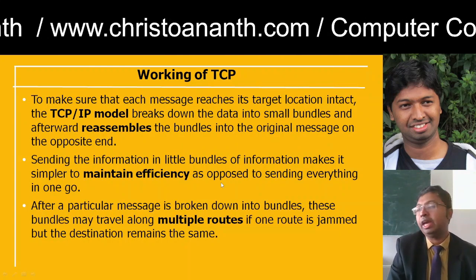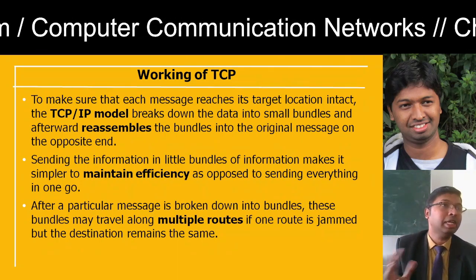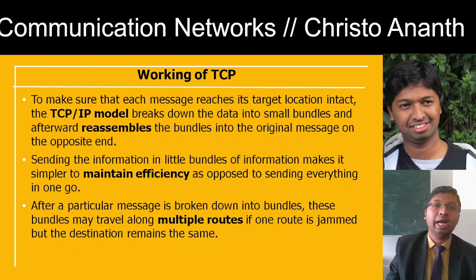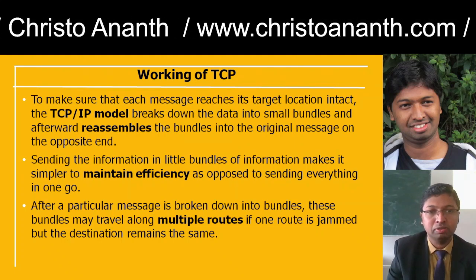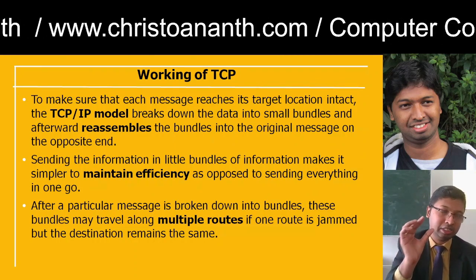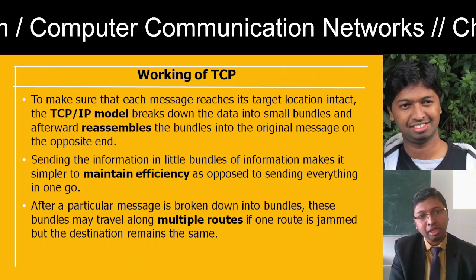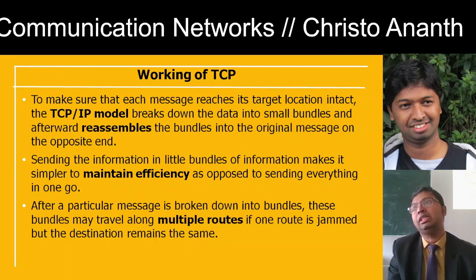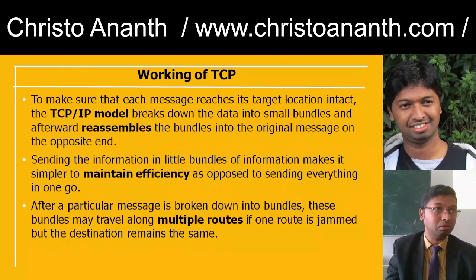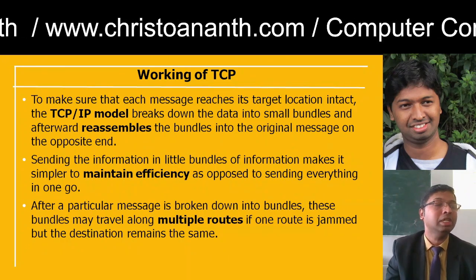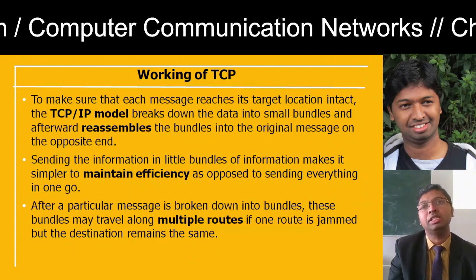In order to make sure that every message reaches its target location, the TCP/IP model breaks the data into small bundles and reassembles them into the original message on the opposite end. This means you send the information as small amounts of information, so you can maintain efficiency across the network. After the message has been broken down into smaller segments, the bundles travel across multiple routes. If one route is jammed, your destination remains safe.